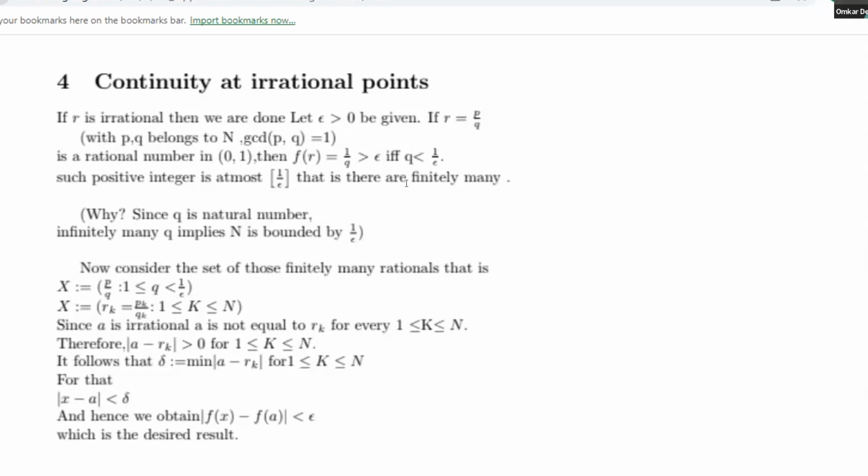Will that imply n is bounded above by 1 by epsilon, or an infinite subset of n will be bounded above by 1 by epsilon? Yeah, an infinite subset of natural numbers will be bounded, right? Yeah. And then you find a contradiction. Yeah. Okay. Think about it. Here you have to argue something because you are not getting that n is bounded. You are getting a subset of n which is bounded and which is infinite. Then that will also give you a contradiction, right?